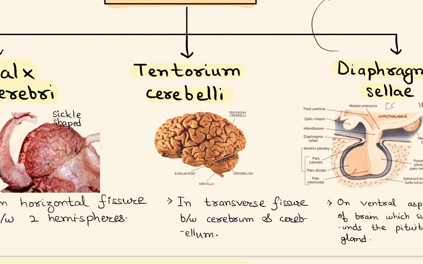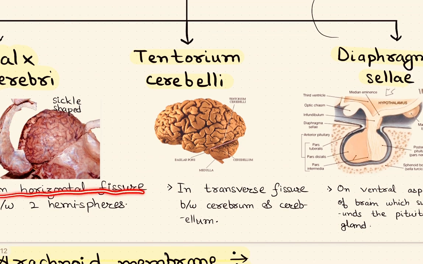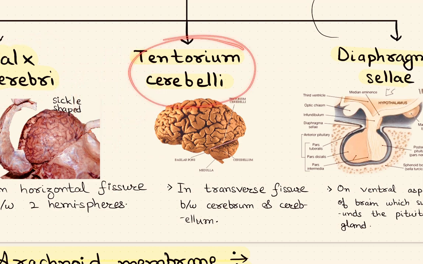If these are two cerebral hemispheres, this particular part of the dura mater is known as the falx cerebri. It fits in the horizontal fissure between the two hemispheres. If we have two cerebral hemispheres, which part of dura mater fits in between them? The falx cerebri. After this, we have the tentorium cerebelli.